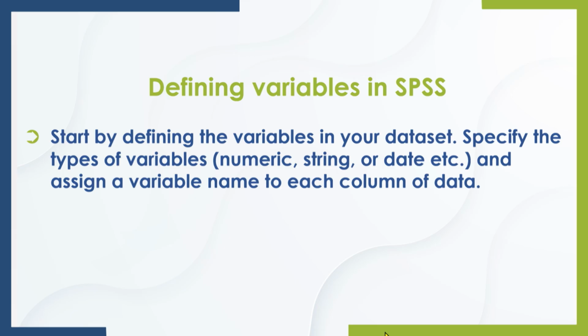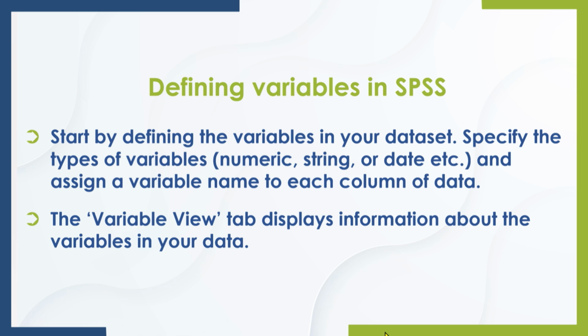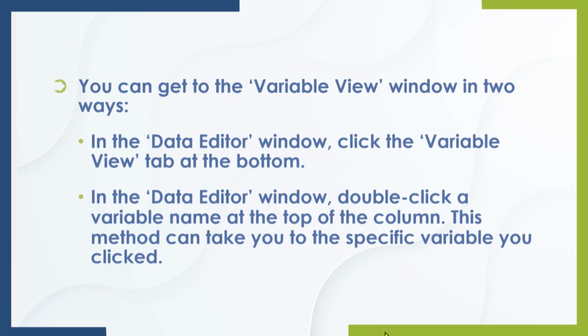Let us start. We begin with the first part of the lesson, in which you will learn about data formatting in SPSS. Defining variables in SPSS. If you are doing data analysis in SPSS, first you have to define the variable. Start by defining the variables in your data set. Specify the types of variables. It may be numeric or string or date, etc., and assign a variable name to each column of the data. The variable view tab displays information about the variables in your data.